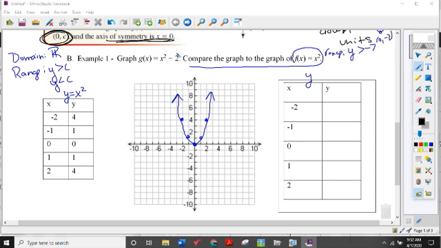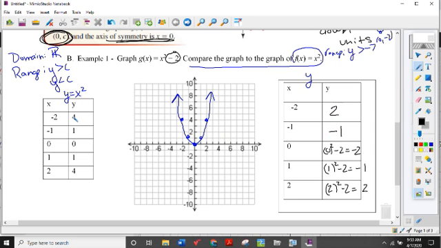Now what happens when I subtract 2? I'm going to do 0 first because that's the easy one. So 0 squared minus 2 is going to give me negative 2. 1 squared minus 2 will give me negative 1. And 2 squared minus 2, that's 4 minus 2, which is 2. And because I'm not moving left or right, there's still that symmetry to the y-axis. So negative 1 will also give me negative 1, and negative 2 will also give me a positive 2.